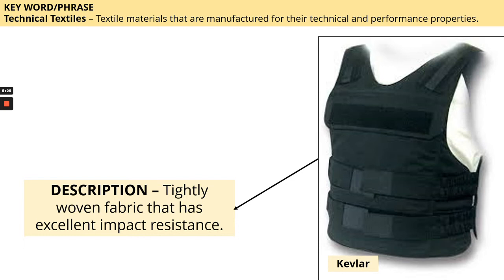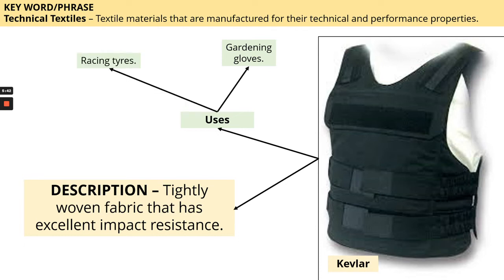So Kevlar is made in a way that it can absorb a huge amount of energy in one go without splitting or breaking or falling apart. The main uses for this are for stuff like gardening gloves, racing tyres, but the most common and widely known use of Kevlar is for bulletproof vests. When I talk about impact resistance, I mean it has a huge degree of impact resistance. A Kevlar vest can stop a bullet from passing through it.